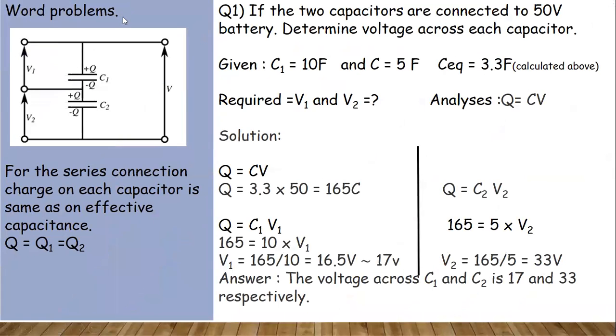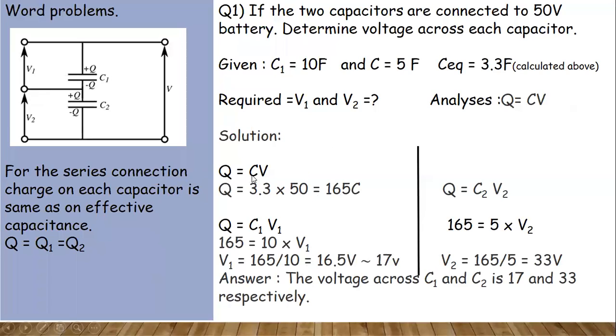Okay, now again, we have calculated earlier that the equivalent capacitance of this circuit is 3.3 farad. Now the second question: the two capacitors are connected to a 50 volt battery. Now this is equal to 50 volts. To determine the voltage across each capacitor, now we are going to find the voltage across each capacitor.